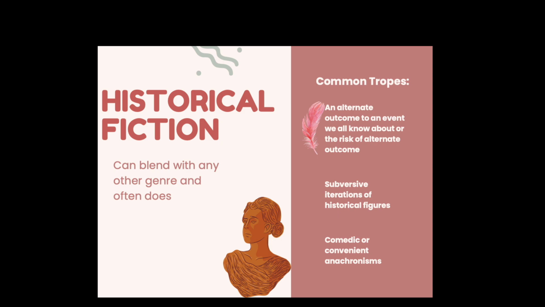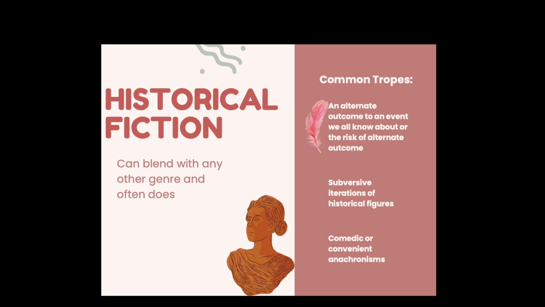When we are looking at historical fictions, we are operating within a space wherein we are either entirely making up a full narrative, where we pick an era of the past and just throw any narrative in there that we want, or where we select a character based on an actual person who existed, but we create a fictional life around them. One of the ways that this can be done is with an alternate outcome to an event that we all know about, or an implied risk of alternate outcome.